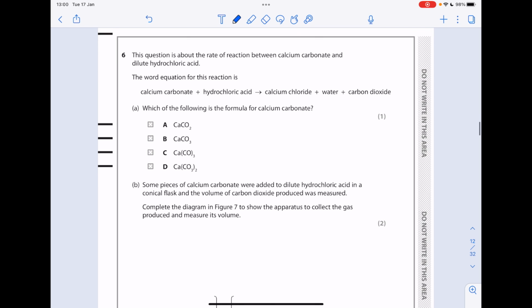This question is about the rate of reaction between calcium carbonate and hydrochloric acid. This is the word equation. Which of the following is the formula for calcium carbonate? So you can either learn that off by heart or use the ions to work out that it's CaCO3, option B.